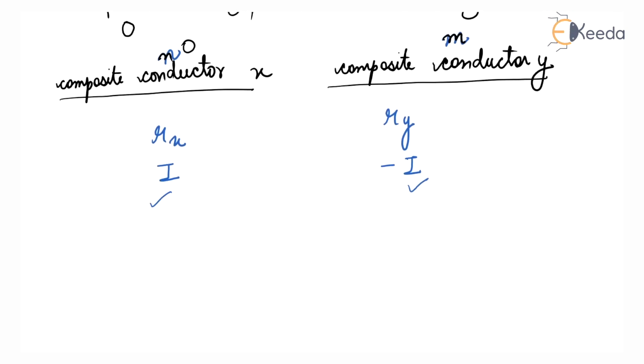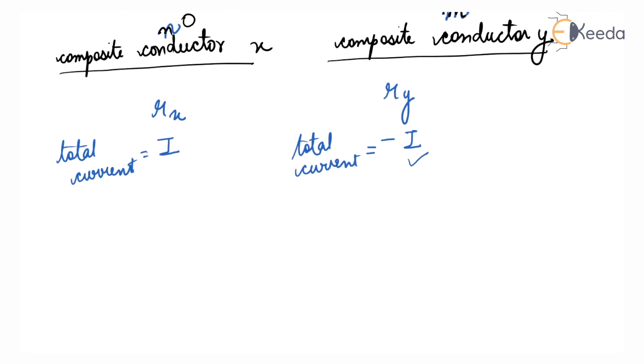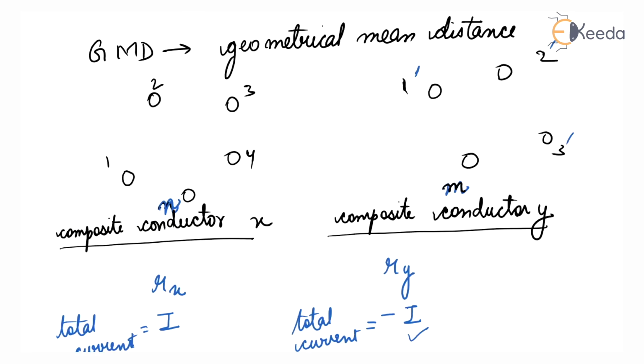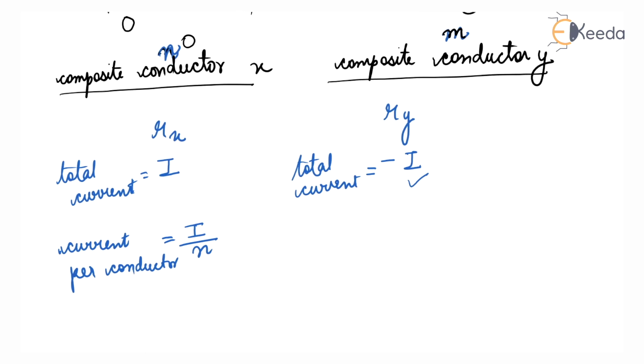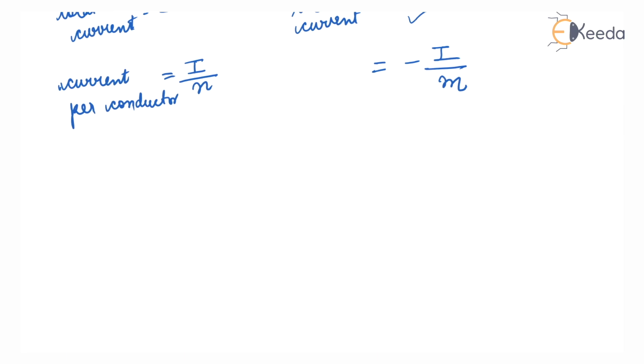Suppose there is equal distribution of current per conductor. So this is the total current in Y. In group X, the current per conductor is I by n because there are n strands, and current per conductor in group Y is minus I by m, because I have already told you that each conductor will carry current I by n because they all are in parallel.